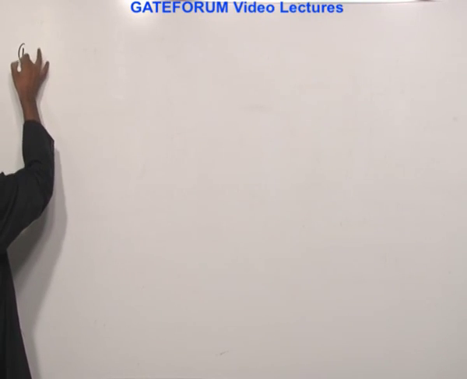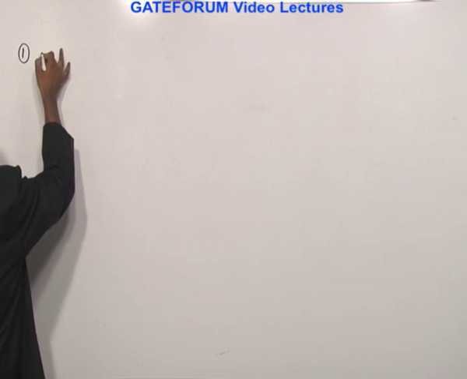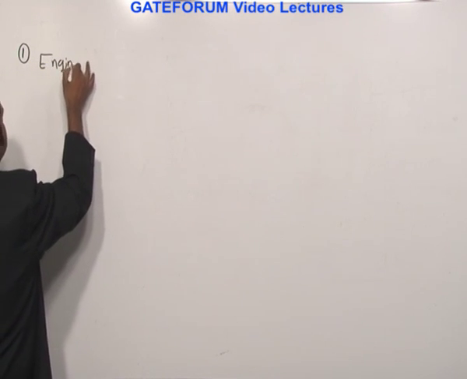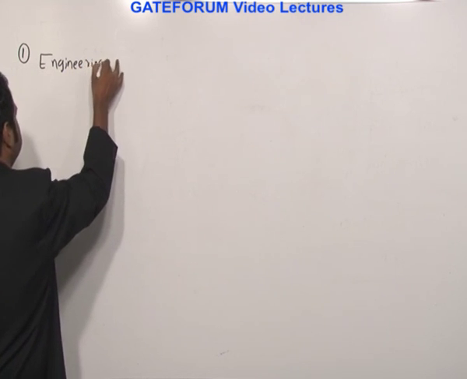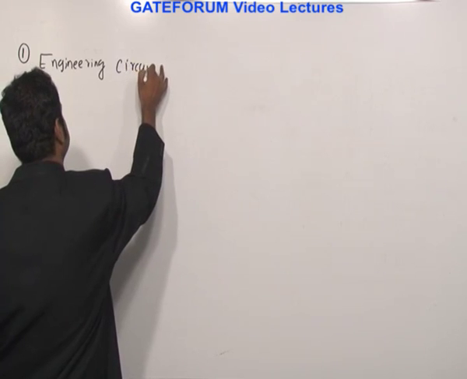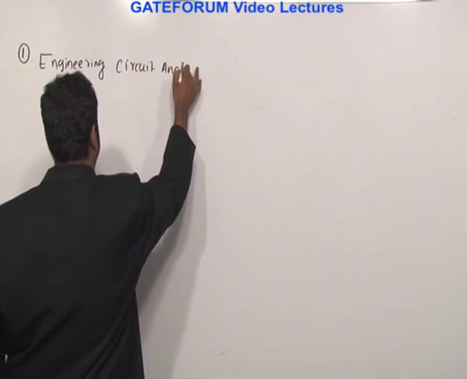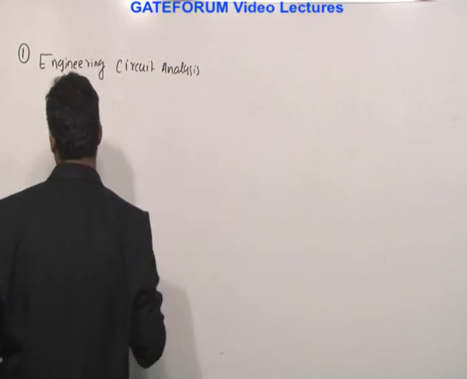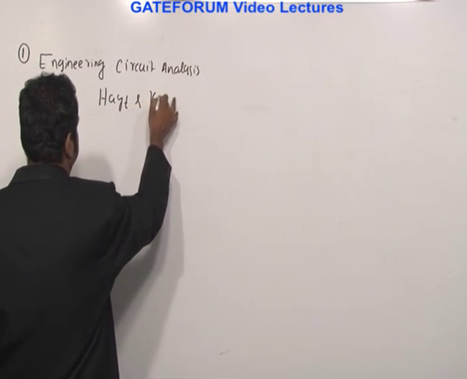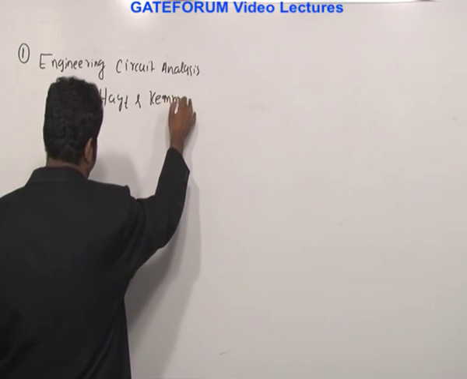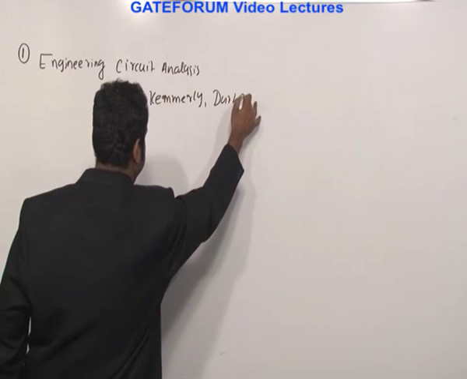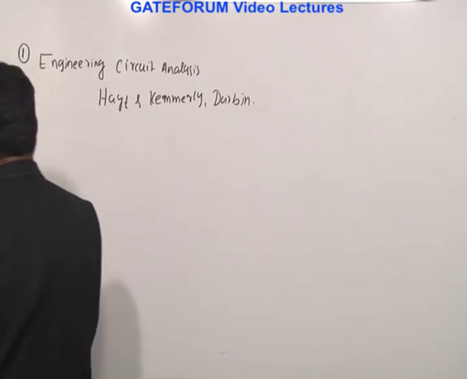The number one book is, well, not number one, but it's a very good book: Engineering Circuit Analysis. The authors are Hayt, Kemmerly, and Durbin. There are three of them. This comes from TMH publications.